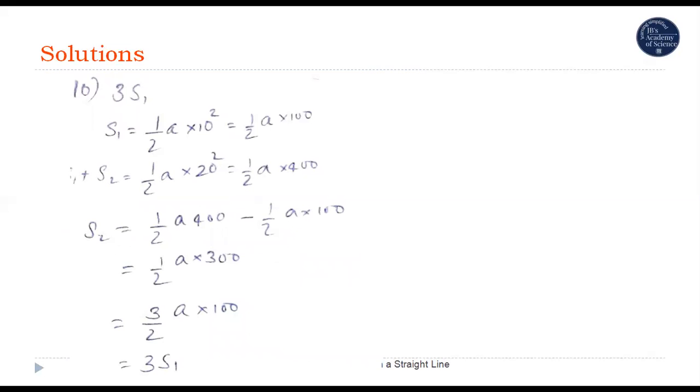3 s1. s1 is equal to half a into 10 square, that is half a into 100. s1 plus s2, the total distance, half a into 20 square, that is half a into 400. Now s2 is half a into 400 minus half a into 100, that is half a into 300, that is 3 times half a into 100, that is 3 times s1.